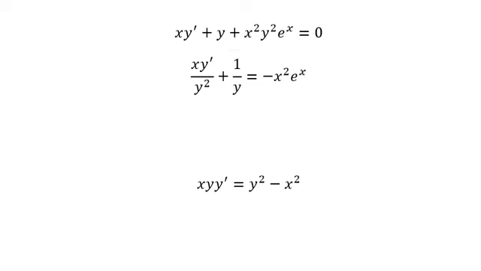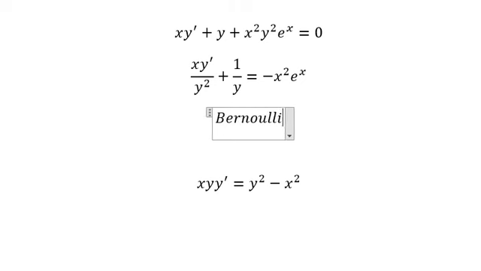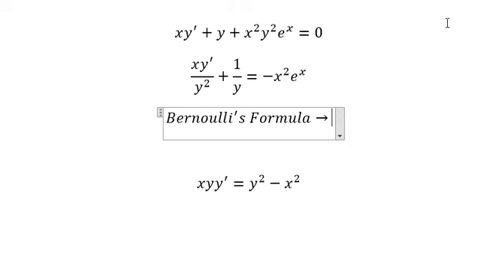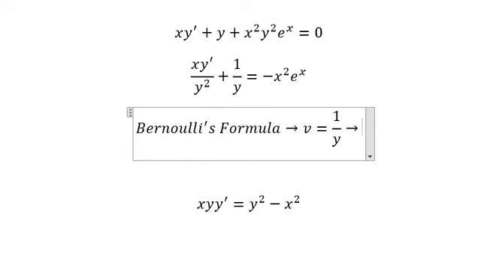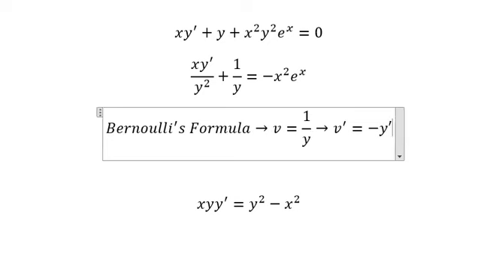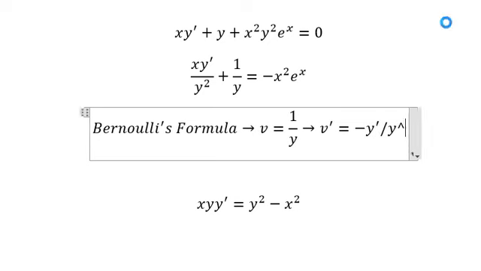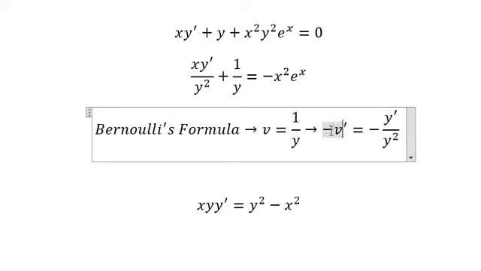Next, we need to use the formula of Bernoulli. So, I will put v equals 1 over y. If we take the first derivative, you get negative the first derivative of y over y squared. Because we don't have the negative in here, we put the negative next to v.